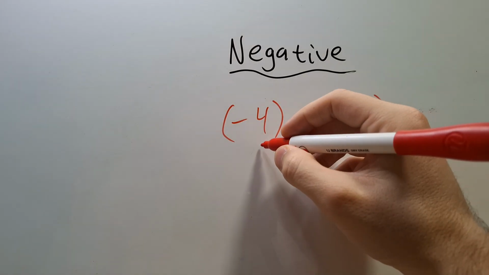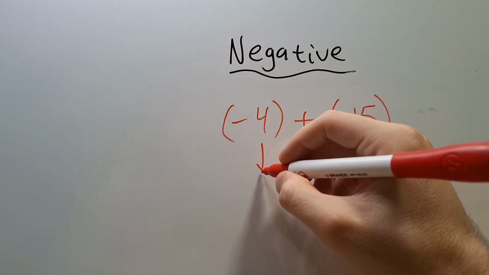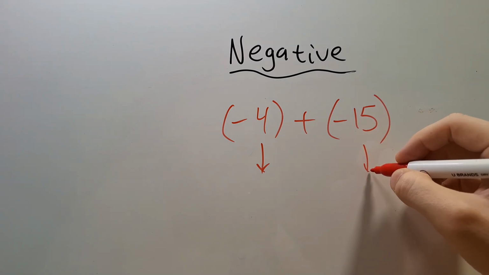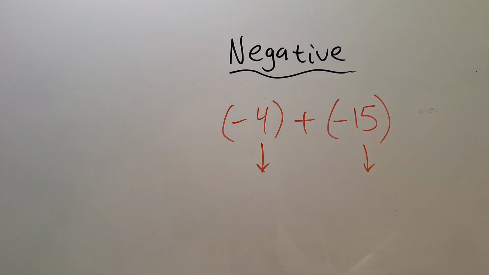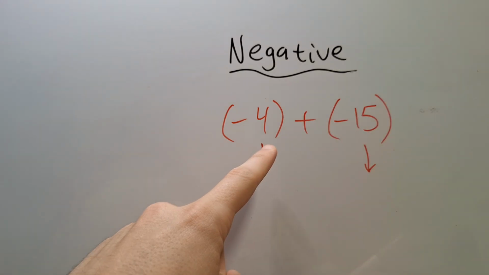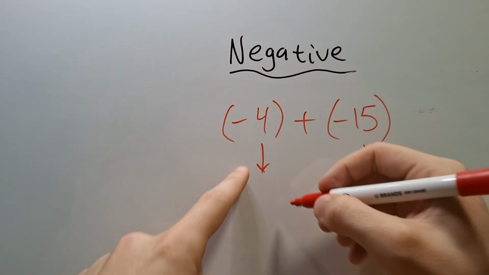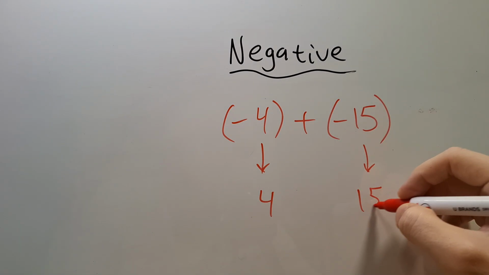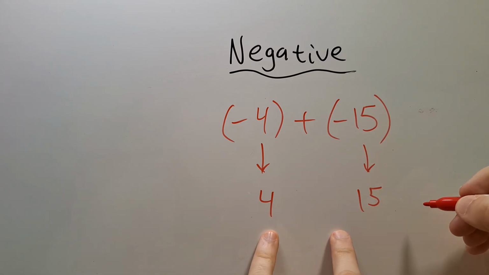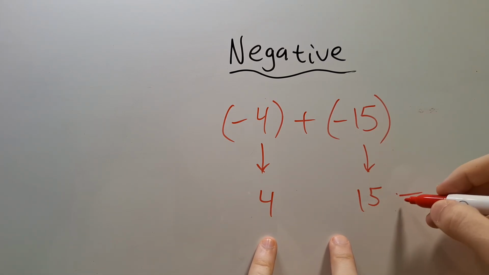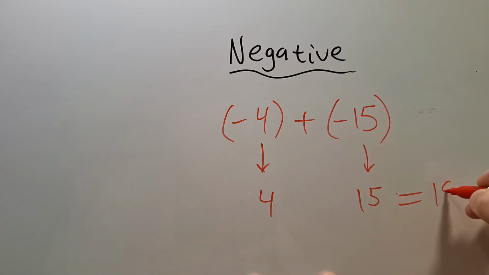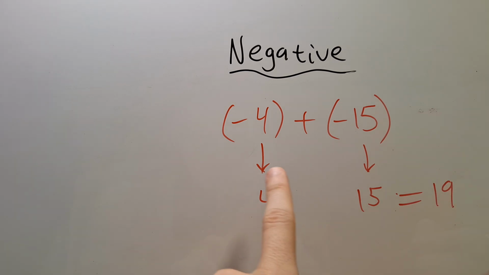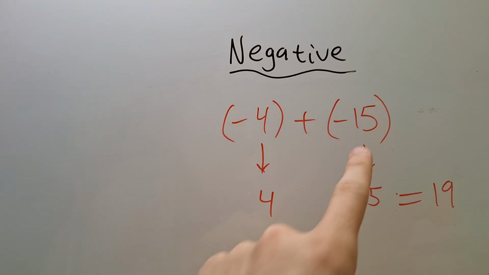If you recall absolute value, I'll drop a link in the description of this video to my take on absolute value for a recap. If I take the absolute value of both of these numbers, respectively, that would give me 4 and 15. Add 4 and 15, and you get 19. Now, I am adding a negative and another negative.